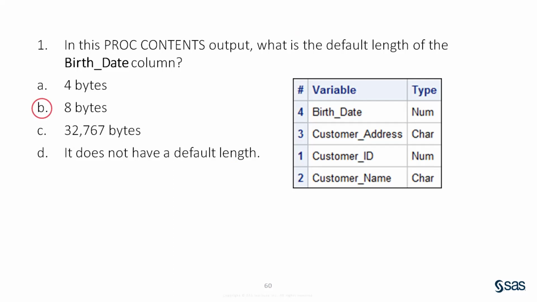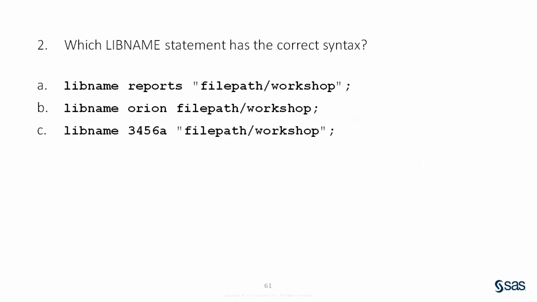Moving ahead, which libname statement has the correct syntax here? Which libname statement has the correct syntax? Libname reports, file path, workshop.